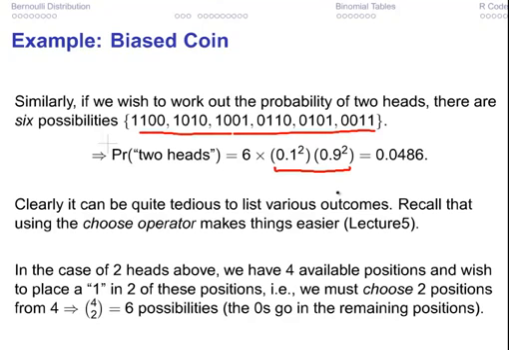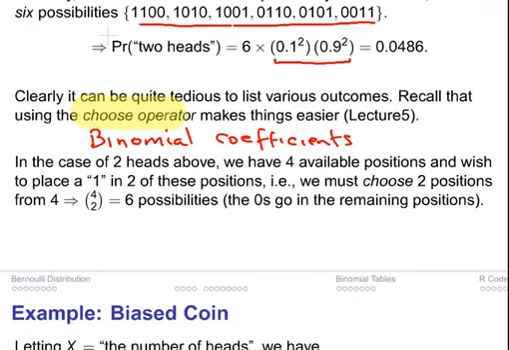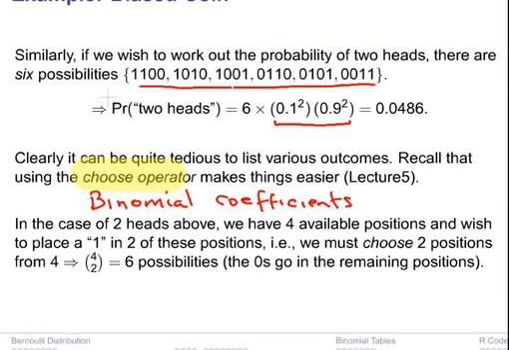So this is a bit cumbersome, isn't it? Clearly it's quite tedious to list out the various outcomes. So what we're going to do here is use the choose operator to help us. Binomial coefficients is another name for it. So how many ways are there of picking two items from four? So four choose two.